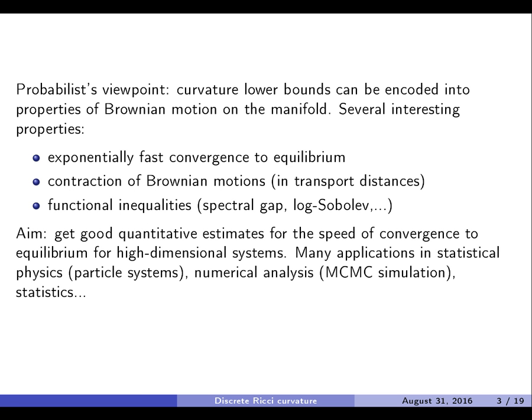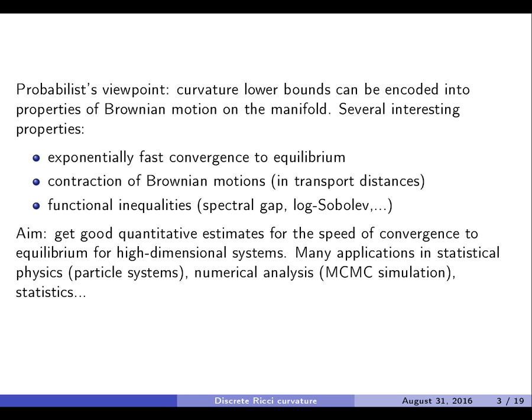I will mostly talk about the situation from the point of view of probability. So for a probabilist, you can encode lower bounds on curvature into properties of the Brownian motion on your manifold. Here you have several interesting properties. For example, on a manifold with strictly positive curvature, if you look at the law of the Brownian motion, it's going to converge to equilibrium, the volume measure, exponentially fast. This is just because its law is encoded by the heat flow, and we know that in positive curvature, the heat flow converges. And you can do even better.